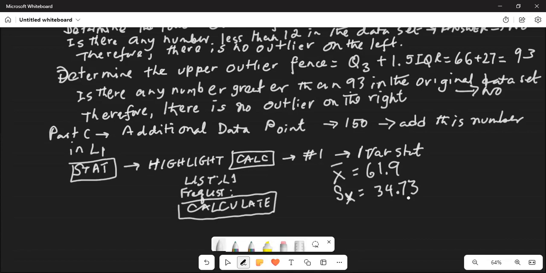In part C, they added an extra data point, which is 150. It is larger than any of the numbers in the original data set. So it will have a tendency to pull the mean toward the large number, and the mean does increase to 61.9. Further, inclusion of a large number will also increase the standard deviation of the sample data set.